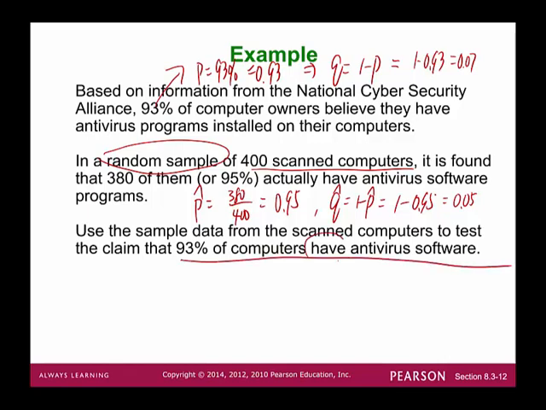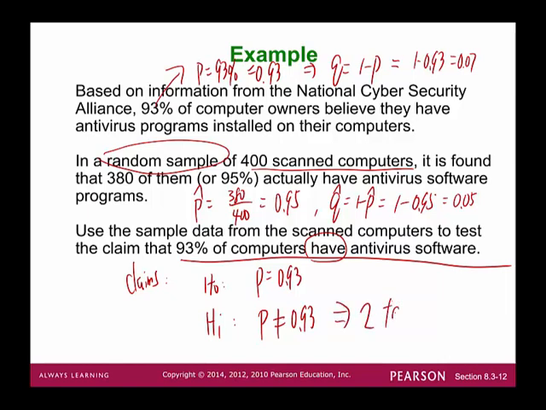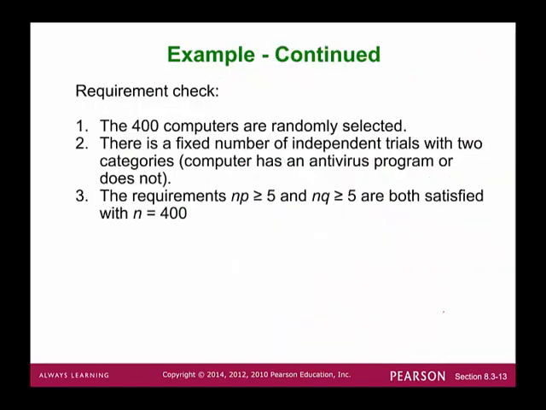Use the sample data from the scanned computers to test the claim that 93% of computers have antivirus software. Right here, there's an equal sign, so the claim is that H0 is P equal to 0.93, and H1 is the opposite: the population proportion P not equal to 0.93. From the alternative hypothesis, we know this is a two-tail test. Now, in order to proceed, I check the requirements: we have 400 computers randomly selected, so the simple random sample requirement is satisfied.